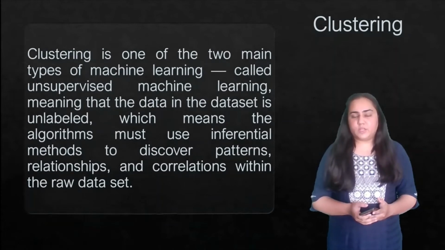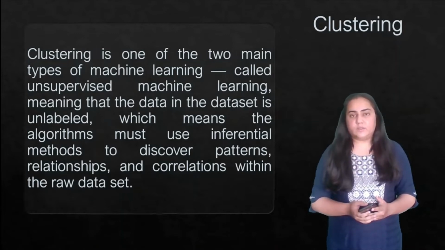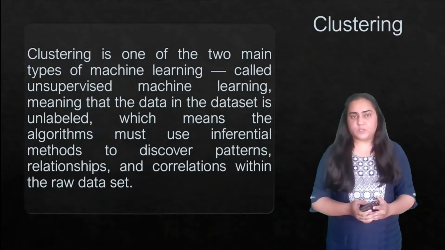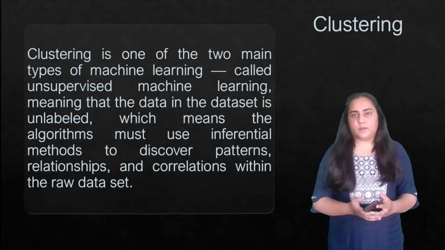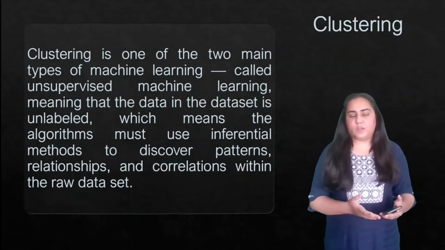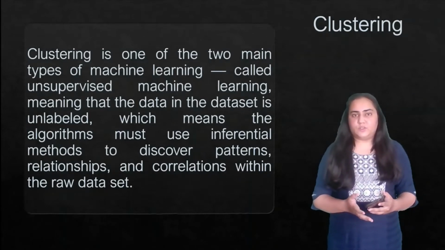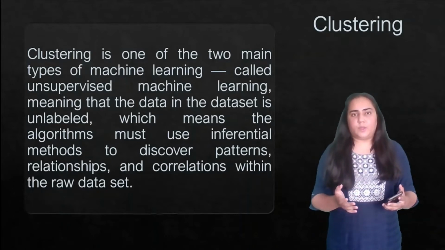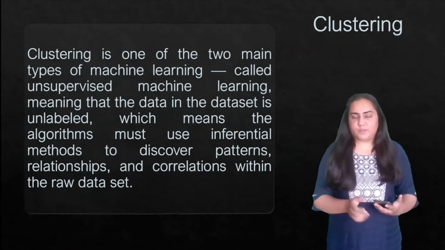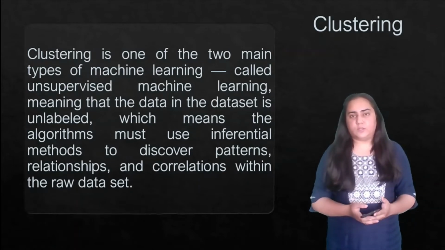Clustering is one of the two main types of machine learning, called unsupervised machine learning, meaning that the data in the dataset is unlabeled, which means the algorithms must use inferential methods to discover patterns, relationships, and correlations within the raw dataset. So there are two main types: one is supervised, another one is unsupervised. And clustering is unsupervised because the data that you have is unlabeled, which means there is no human being sitting down and labeling the data or writing down rules for the algorithm to learn something.